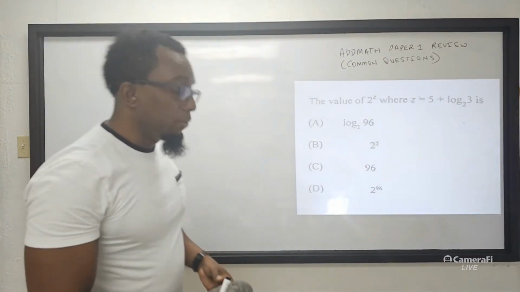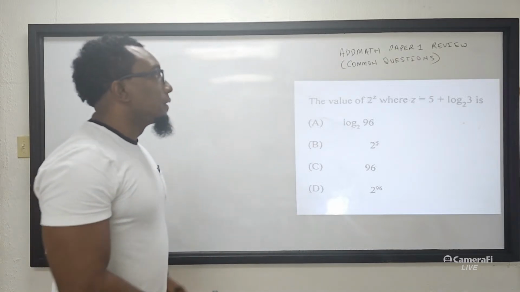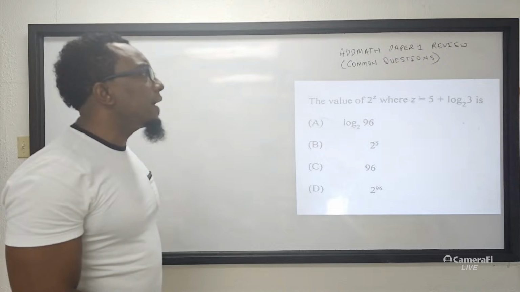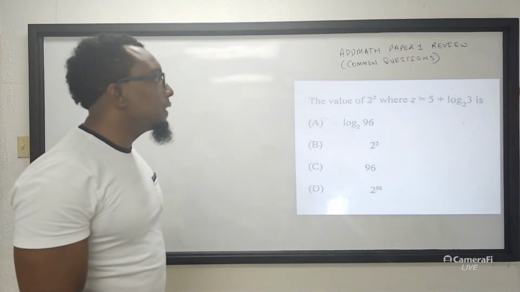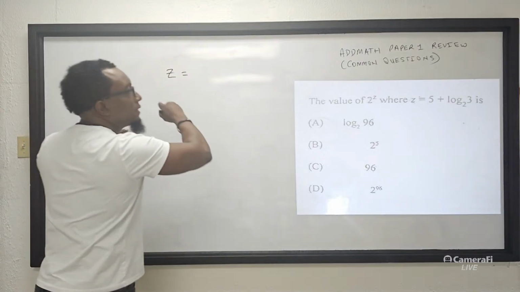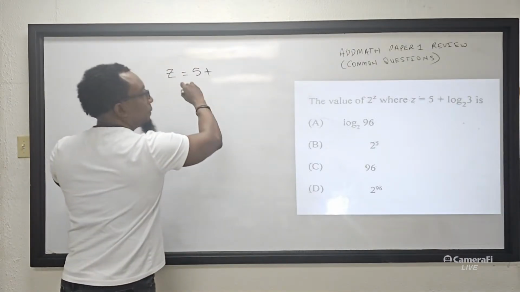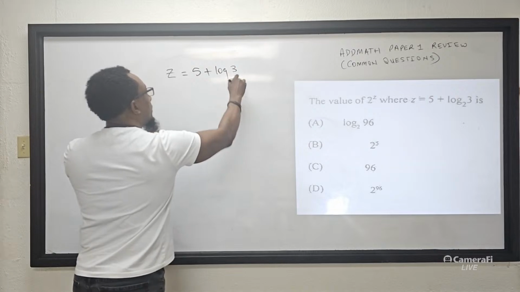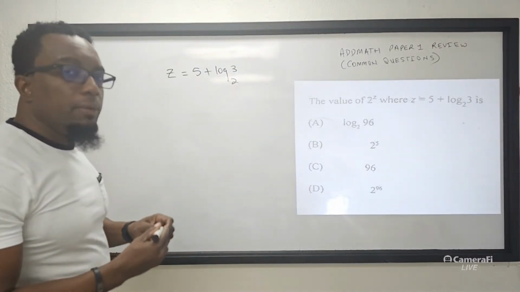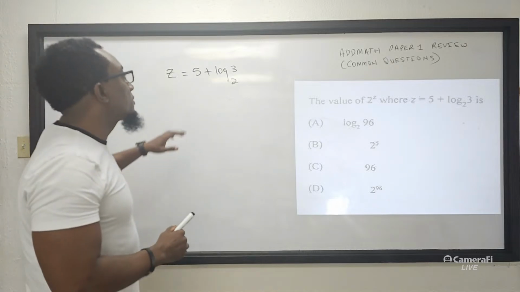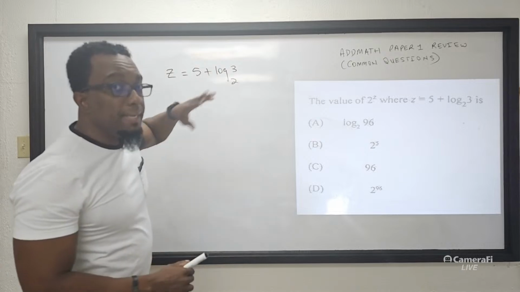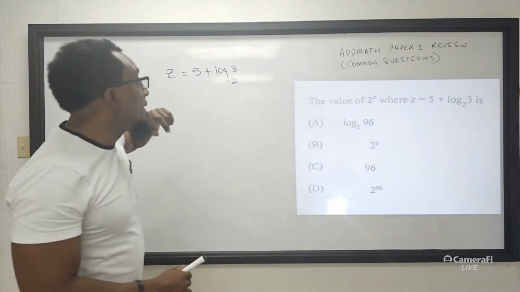Right, so this is another common one. The value of 2 to the power of z, where z is equal to 5 plus log 3 to base 2, is. What is that answer? So they gave us this equation here. Z is equal to 5 plus log 3 to base 2. Good? So when solving equations in logarithmic form, what is important? It's important to get all terms in the same base. All terms in the same base.